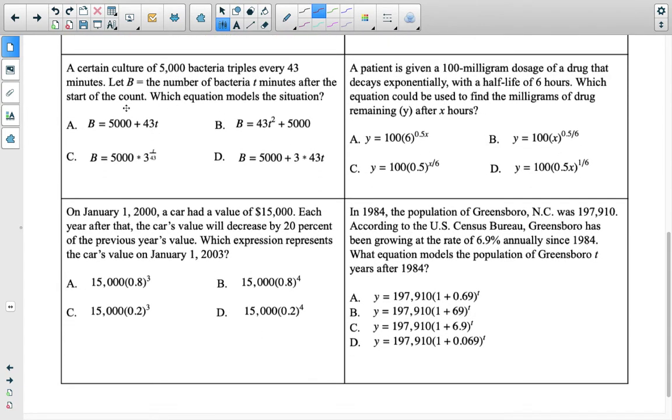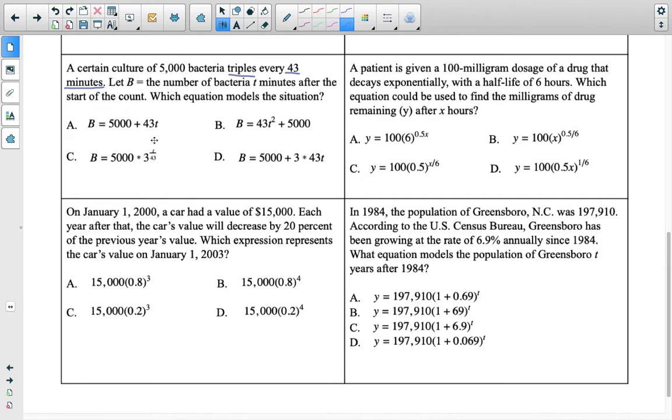The next question: a certain culture of 5,000 bacteria triples every 43 minutes. So again, it triples every 43 minutes, not every minute. Let B equal the number of bacteria T minutes after the start of the count. Which equation models the situation?